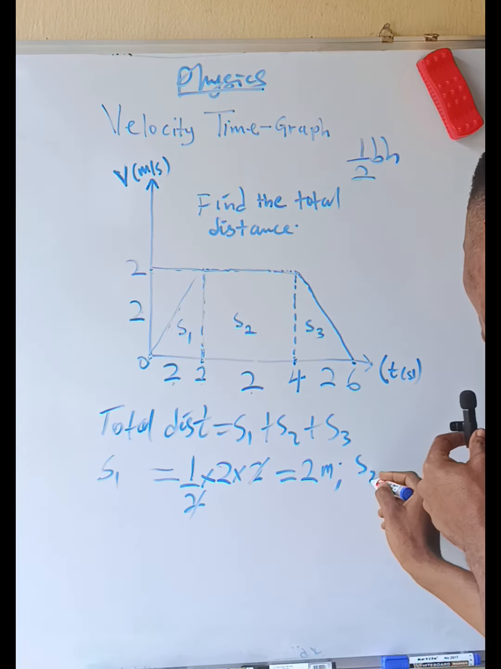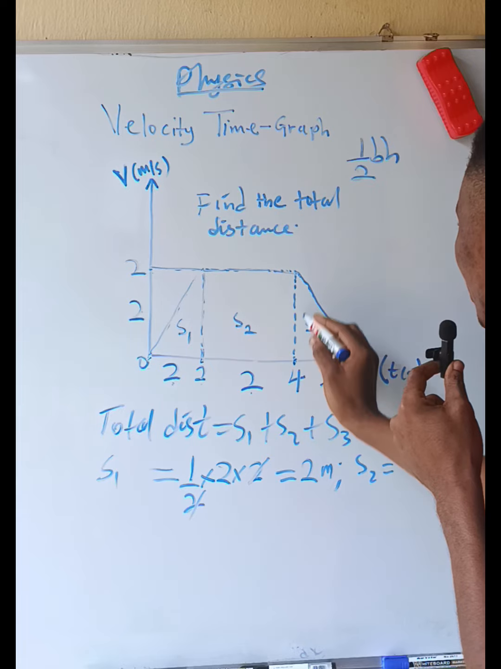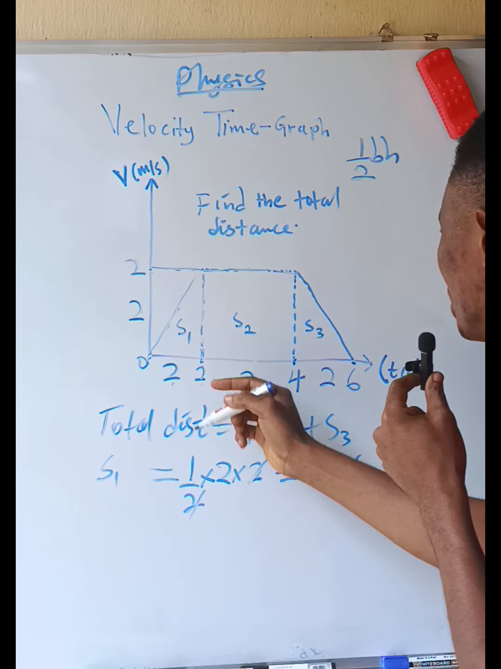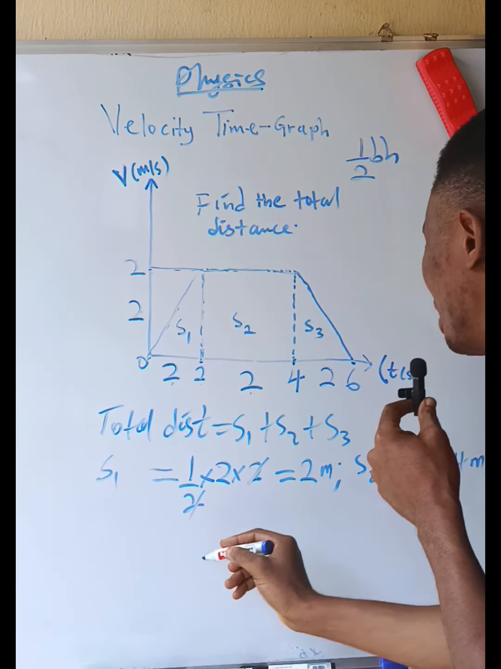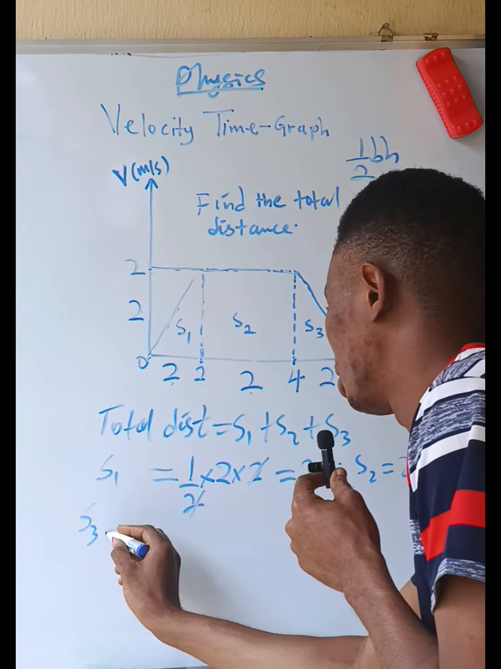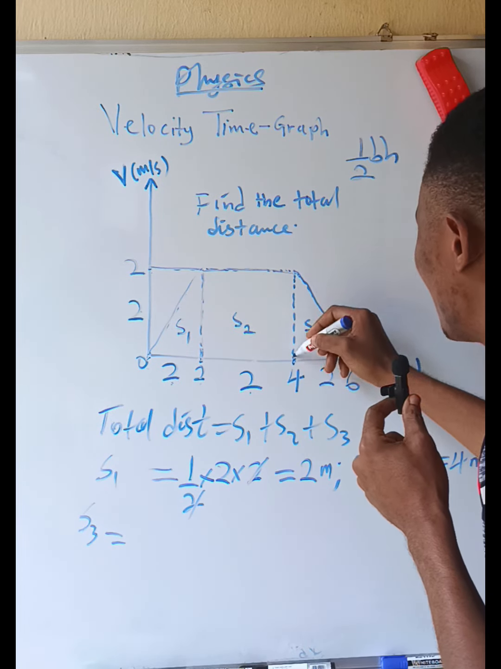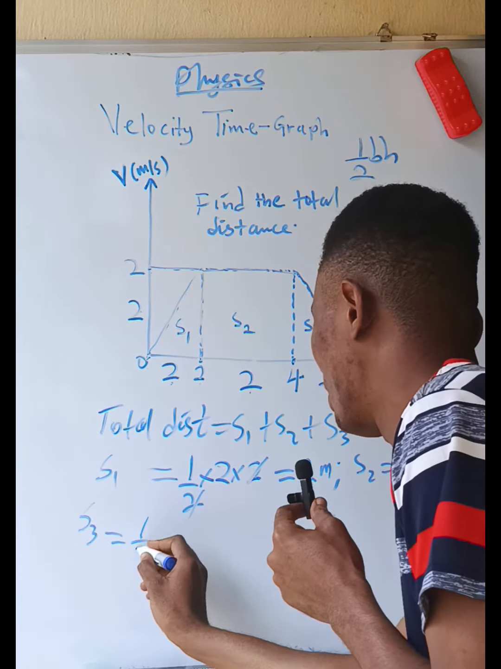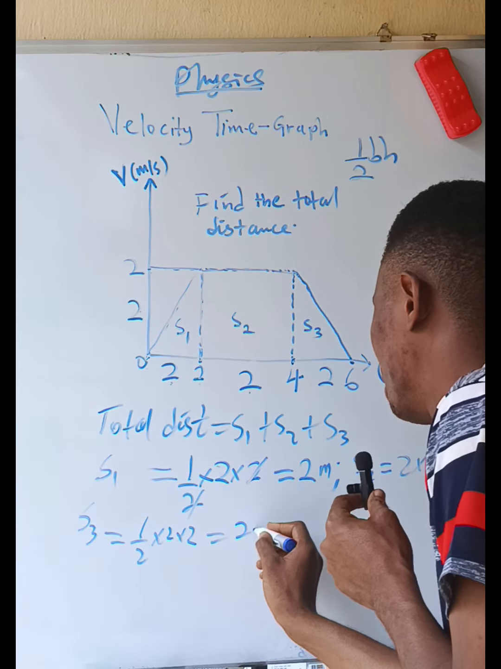Then for S2, we have that S2 is what? This is a rectangle. So this is the distance from here to here, then the height here is what? 2. 2 times 2 is going to give you what? That is 4 meter. Then for the last one, S3, this is another triangle. So the base is 2 and the height of this is 2. So we have 1 over 2 times 2 times 2. We now have 2 meter.